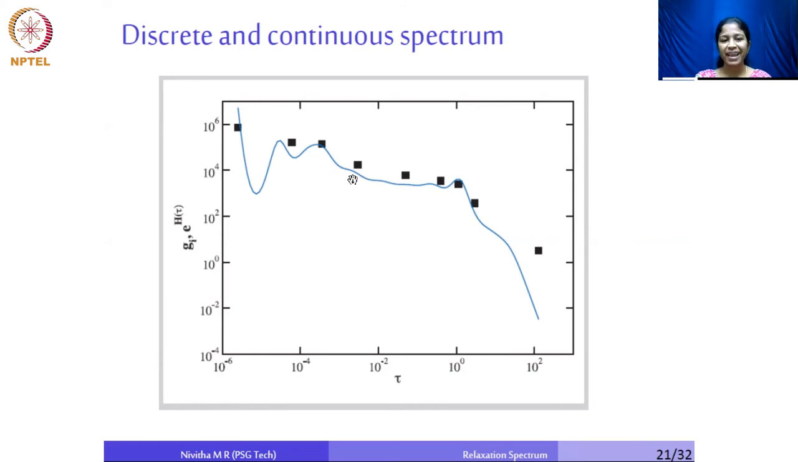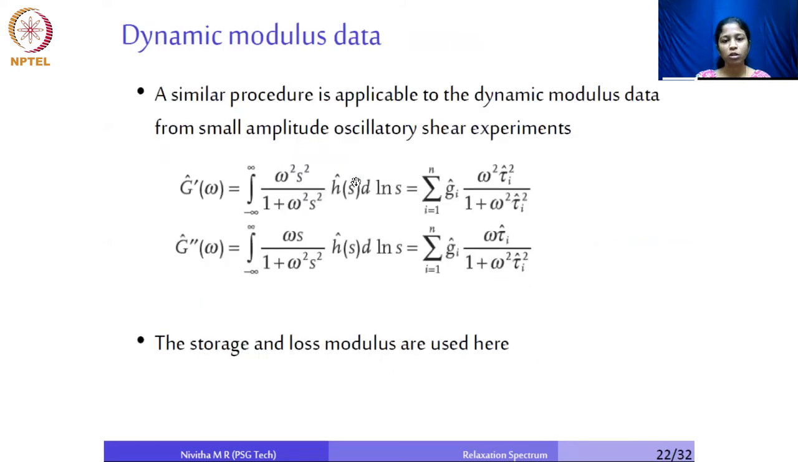We can do the same thing with your dynamic modulus data also. So here, G prime is explained like this: minus infinity to infinity, omega square S square by 1 plus omega square S square into H of S d ln S. S is nothing but tau. Just to differentiate the discrete and continuous modes, in some textbooks, for the continuous case, instead of tau, S will be used. But it is nothing but the relaxation time.